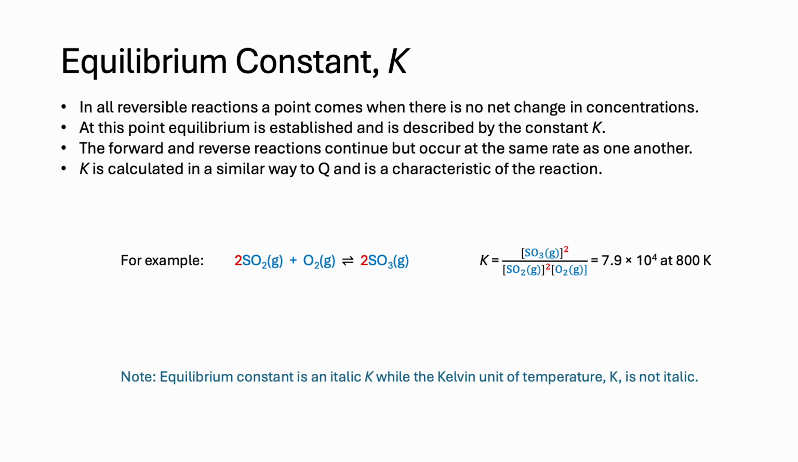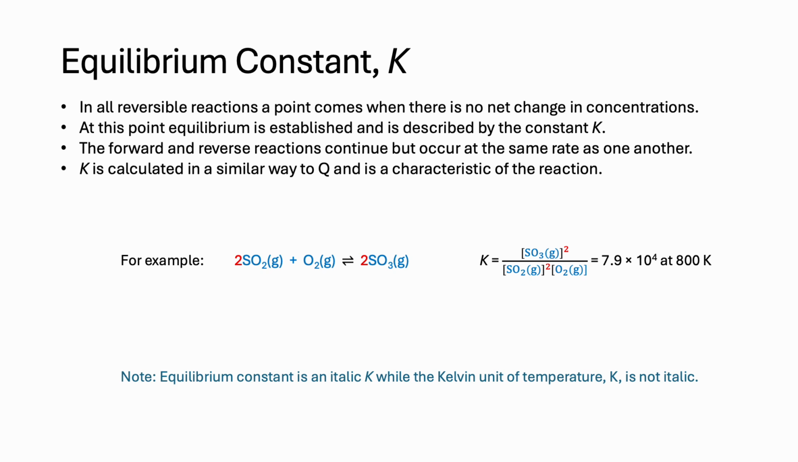When equilibrium is established, it can be described by a constant K. The forward and the reverse reactions continue, but they occur at the same rate as one another. K is calculated in a similar way to Q and is a characteristic of the reaction, in the same way that the melting point is a characteristic of a solid.